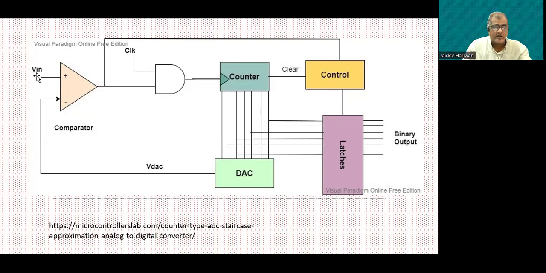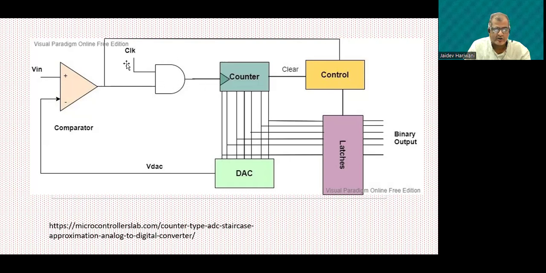Initially, we can assume that the output of the D to A converter is 0, because so far we have not started counting. The counter is in the reset condition, 0 0 0. So the output of the D to A converter is also 0, and the comparator is in the high state. So this AND gate allows us to apply clock pulses to this counter.